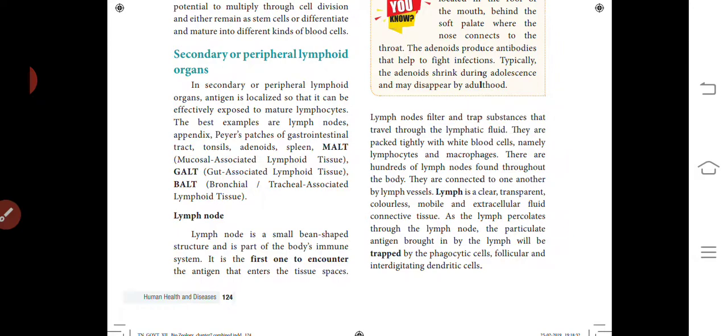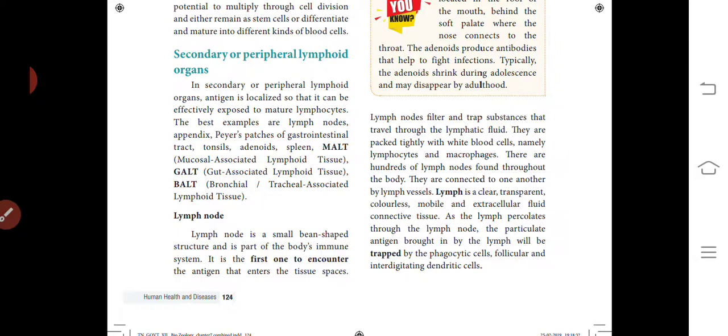Lymph is a clear, transparent, colorless, mobile and extracellular fluid connective tissue. As lymph percolates through the lymph node, the antigen brought in by the lymph will be trapped by the phagocytic cells, follicular or interdigitating dendritic cells.